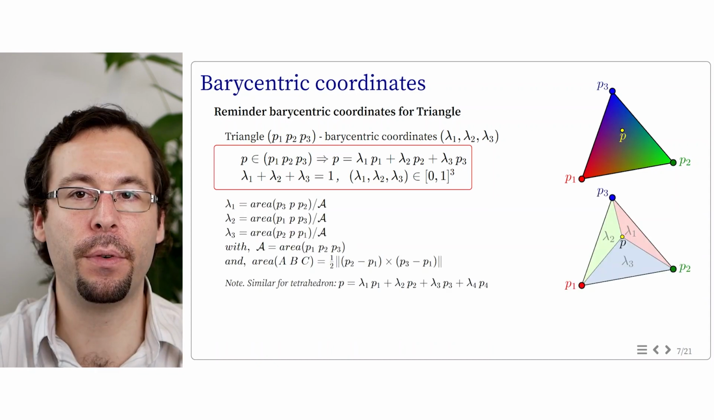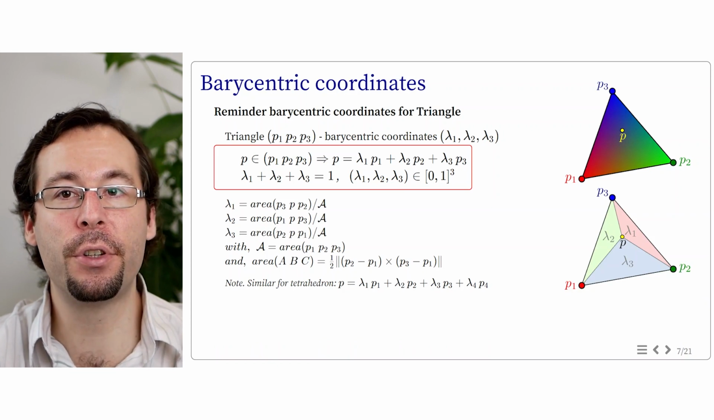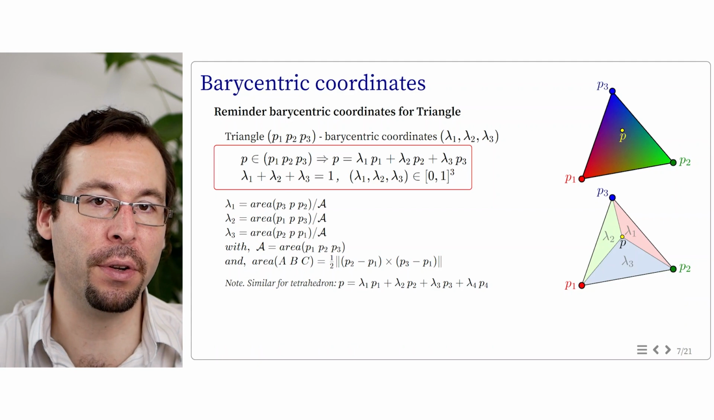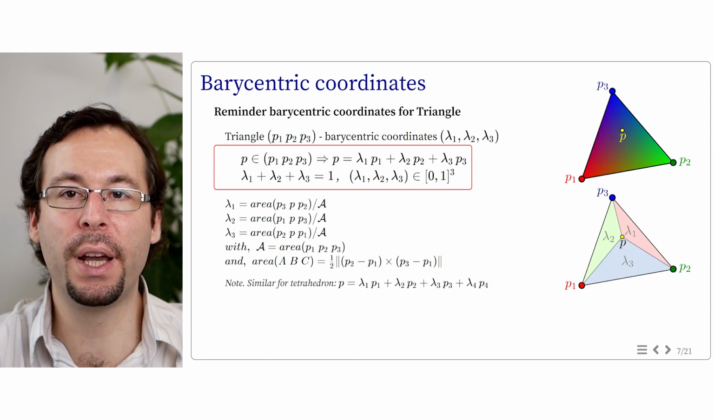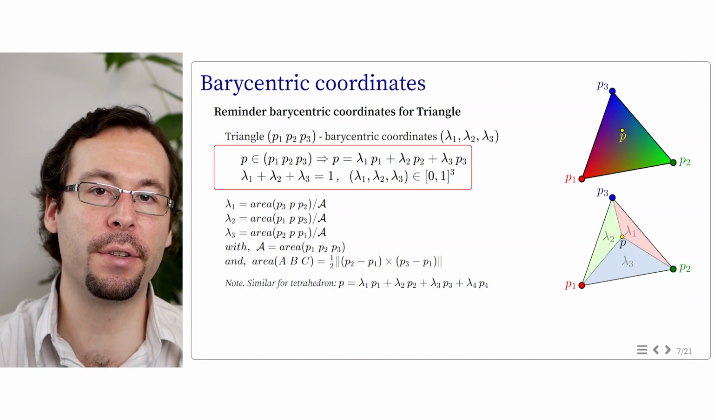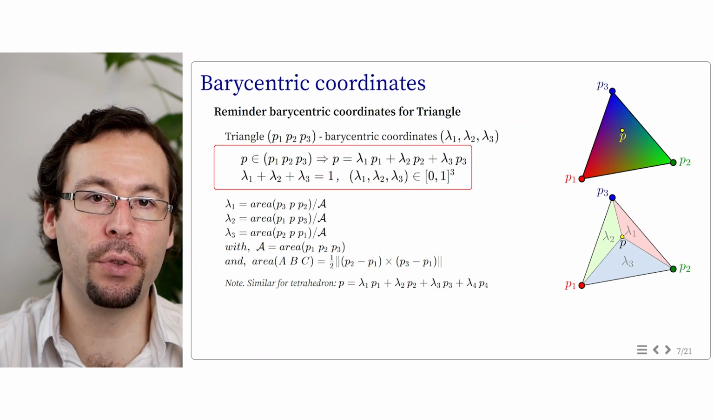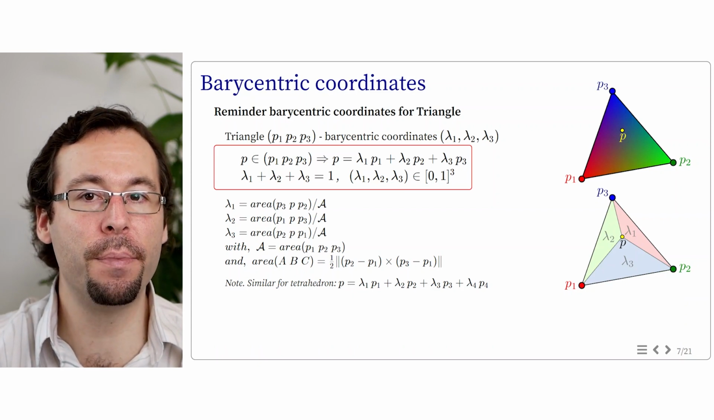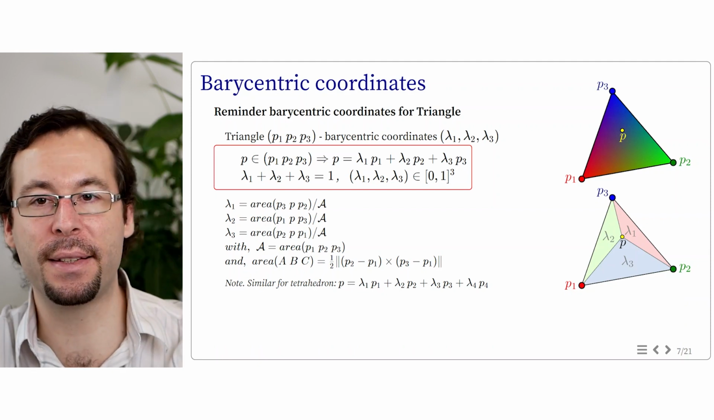With lambda 1 plus lambda 2 plus lambda 3 equal to 1, and all lambdas between 0 and 1. These lambdas can be computed from the relative area of the small triangles shown in the figure with respect to the total area of the triangle. We remind that the area of a triangle can be computed from the norm of the cross product between its edges. And this formula works for a 2D triangle, but it can also be generalized to a tetrahedron in 3D or any simplex.